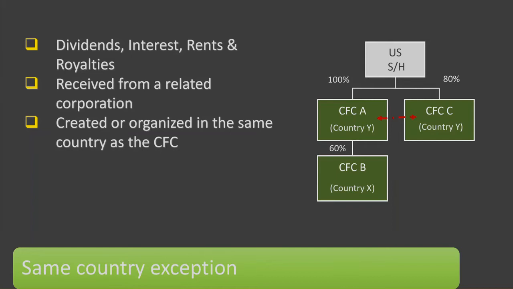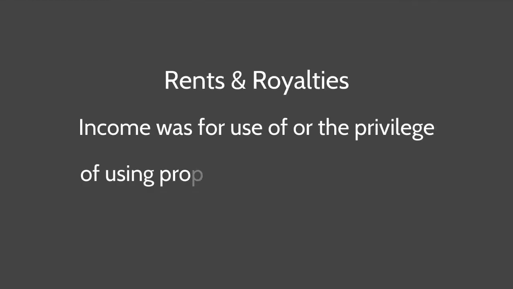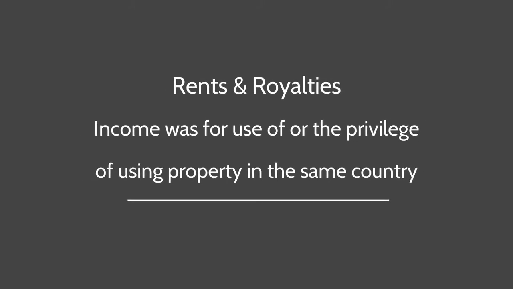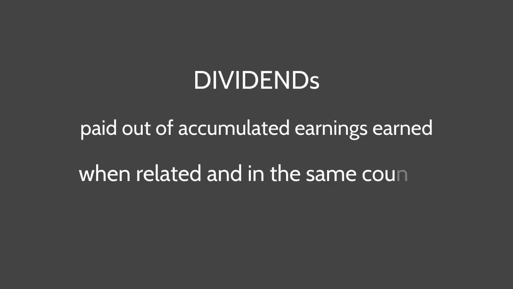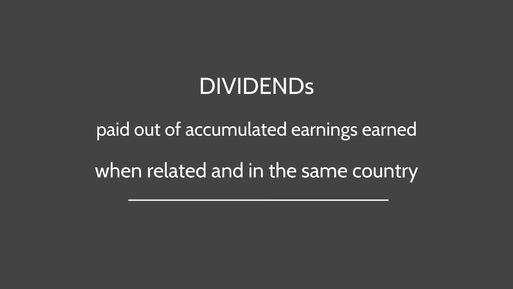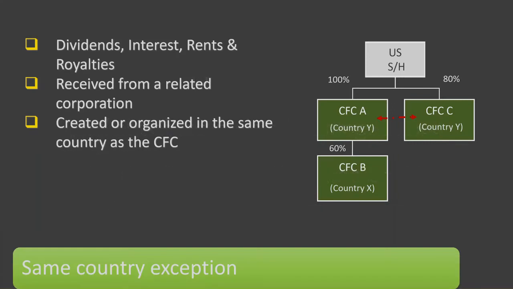They're in the same country. For rents and royalties, it is important to confirm the income was for use of, or the privilege of using, property in the same country. And for dividends, it's important to also confirm the dividend is paid out of accumulated earnings that were earned during the time the CFC was related and that CFC was in the same country.